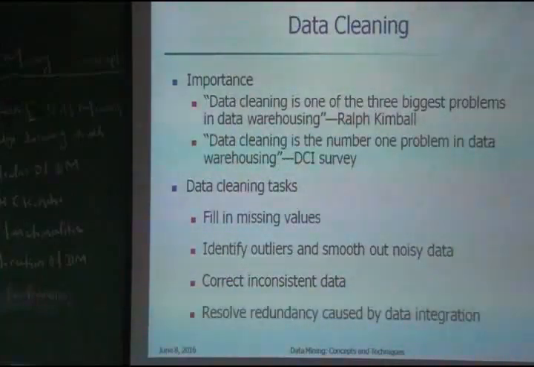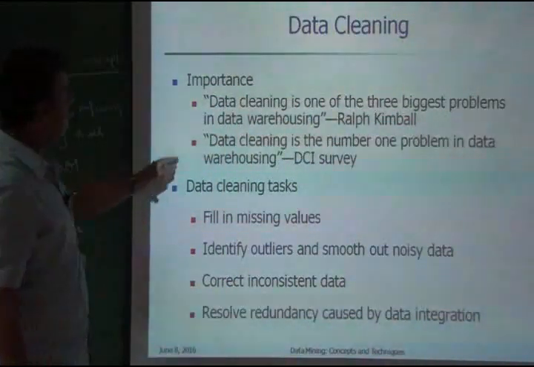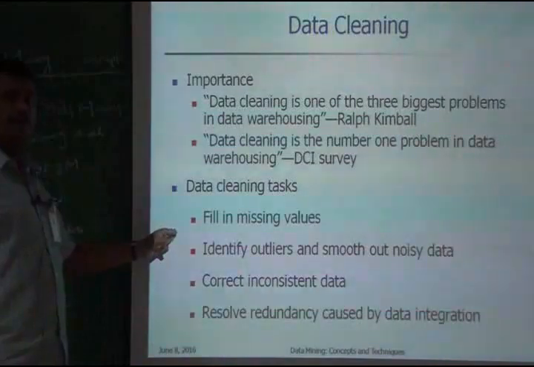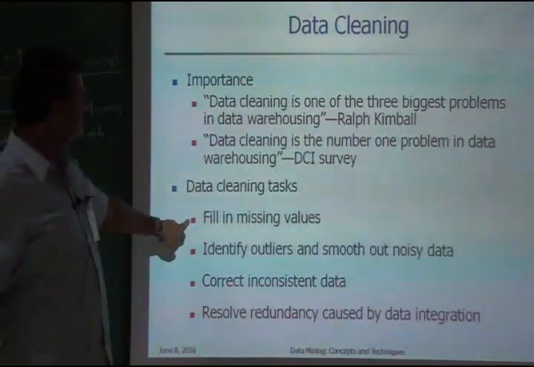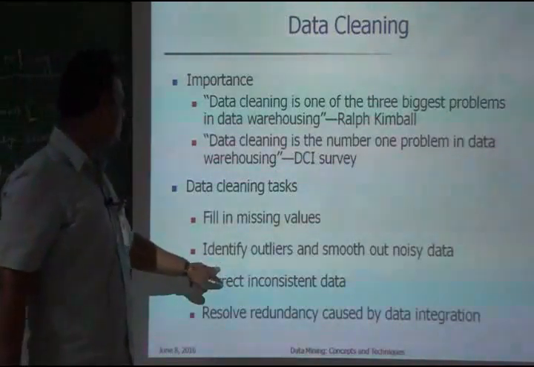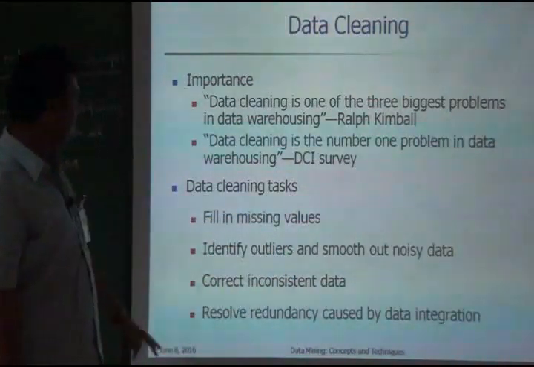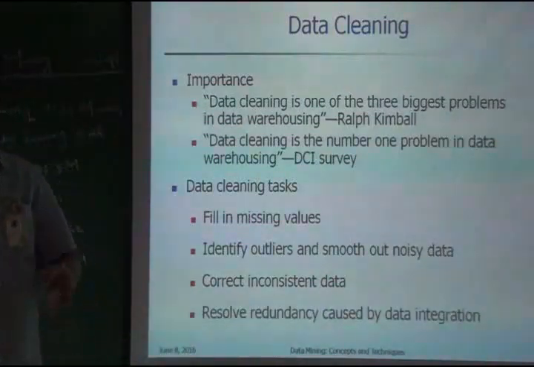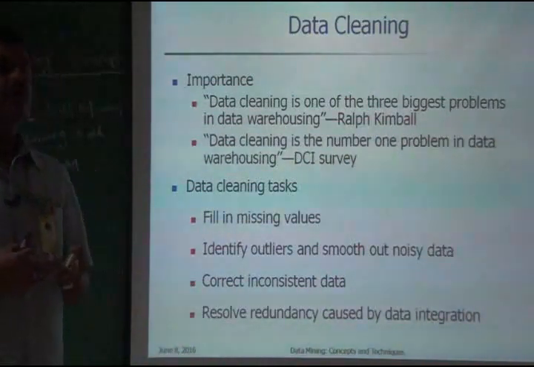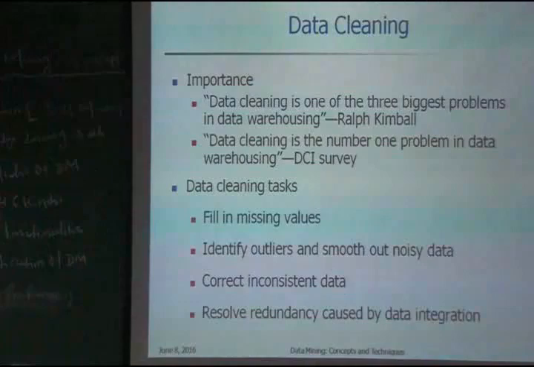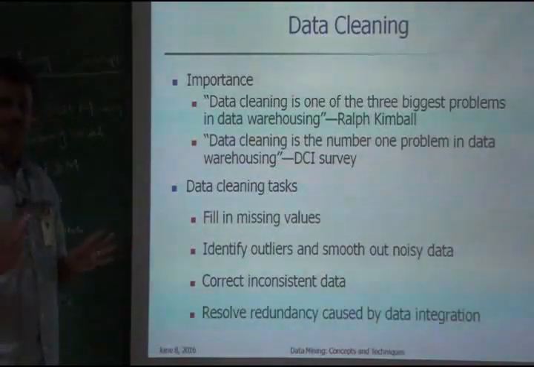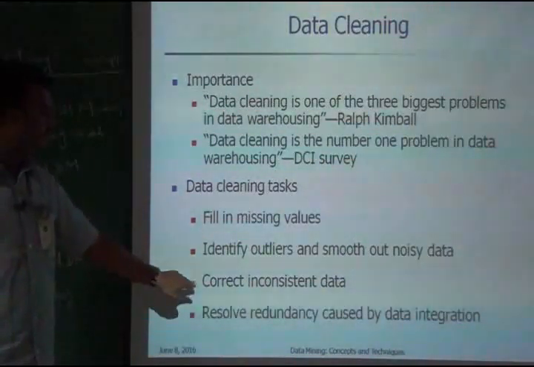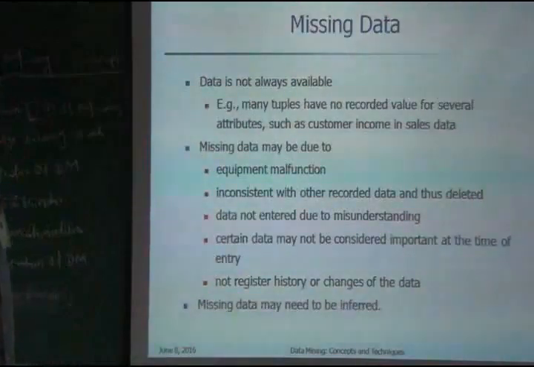The next one is data cleaning. What is data cleaning? We are going to remove the noisy and inconsistent data, that is, fill the missing value, identify the outlier, smooth out the noisy data, then correct the inconsistent data. In data pre-processing we clean the noisy, inconsistent and incomplete data. What are the tasks of data cleaning? Fill in the missing value, identify the outlier, then correct the inconsistent data.